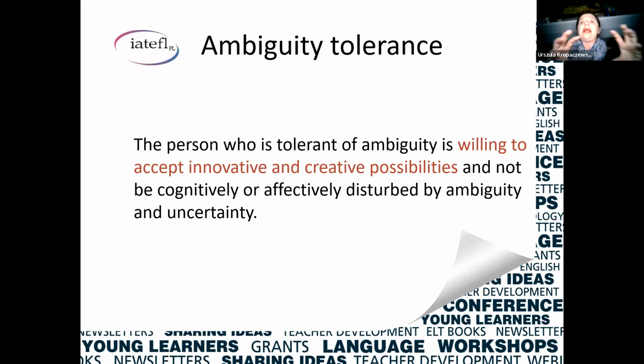The good is the balance. If people are too tolerant of ambiguity, it means that they expect every lesson to be different. They expect that during every lesson, the teacher will show something spectacular, something completely new, something completely surprising. And of course, it is impossible to be so creative that we should create every lesson in a completely different manner.